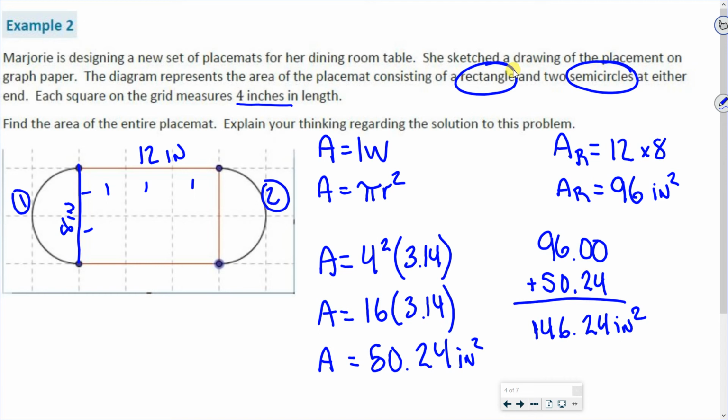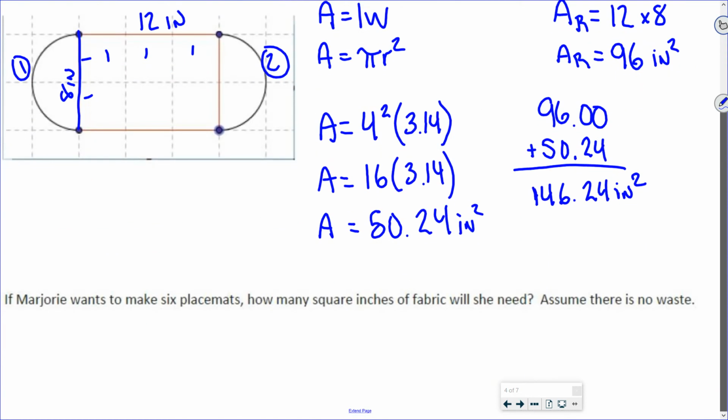Okay. Now, the next question down below asked us if Marjorie wants to make 6 placemats, how many square inches of fabric will she need? Assume that there is no waste. Okay. So we're going to assume that there is no waste. Now, if Marjorie wants to make 6 placemats, we know the area of one placemat is 146.24 inches squared. That's one placemat.